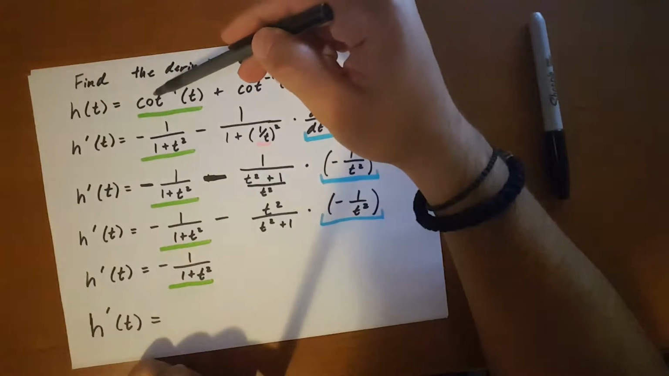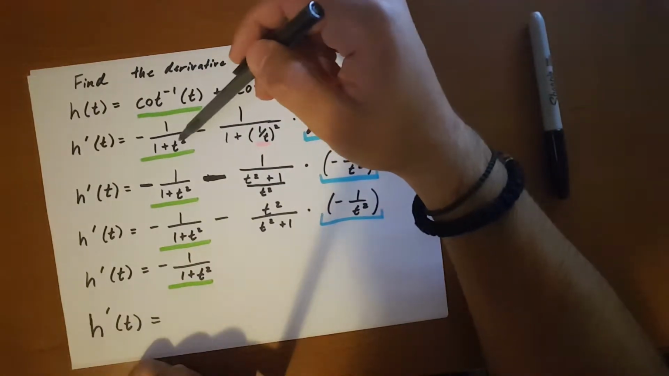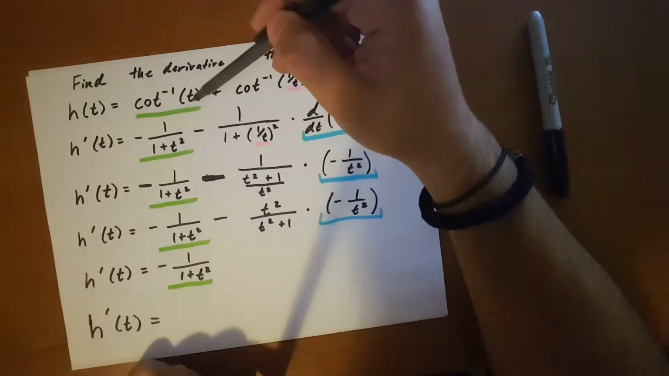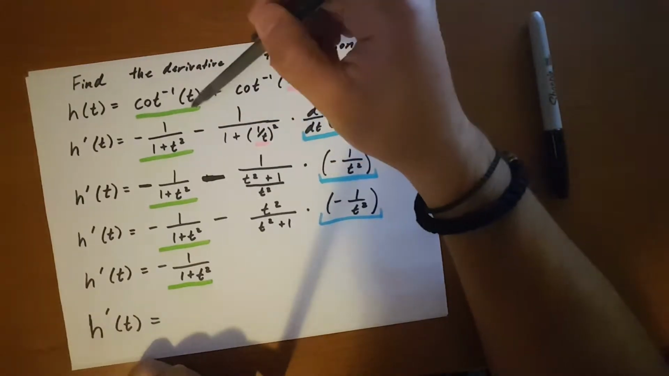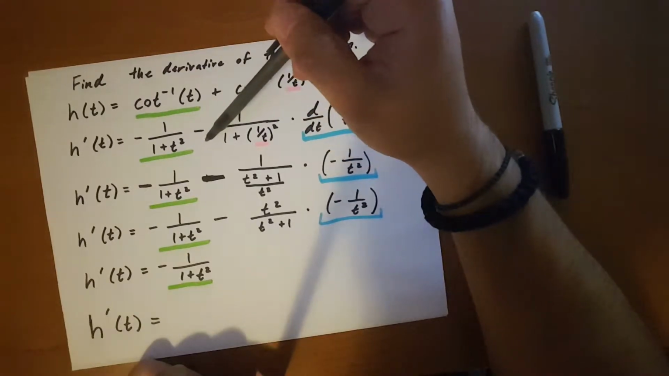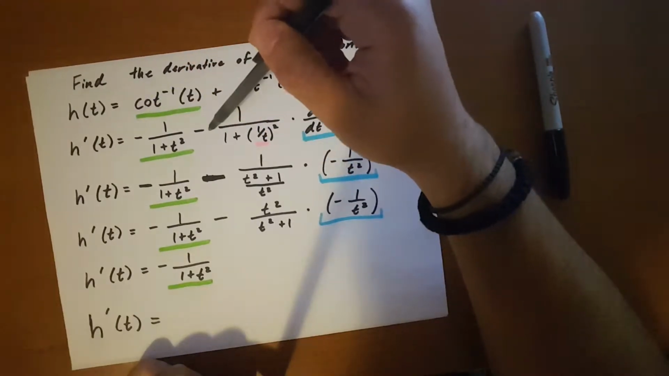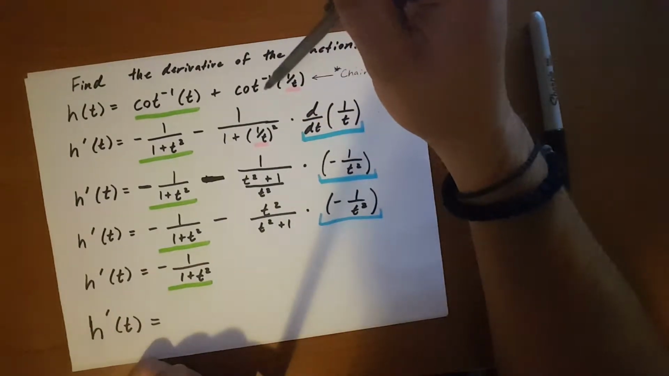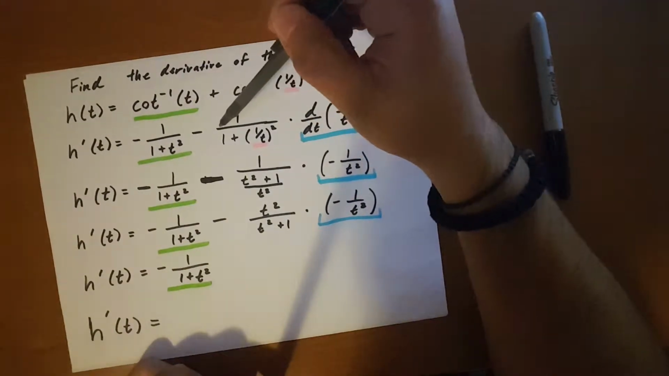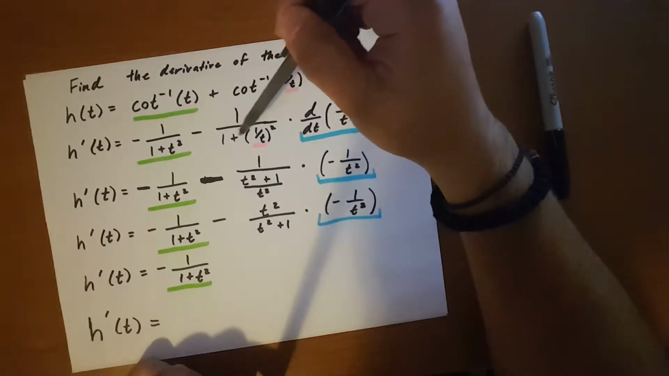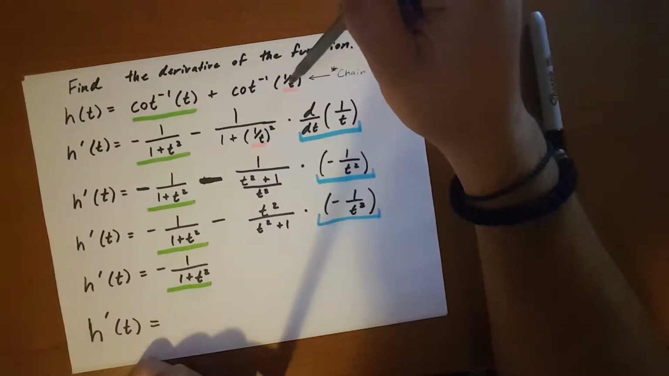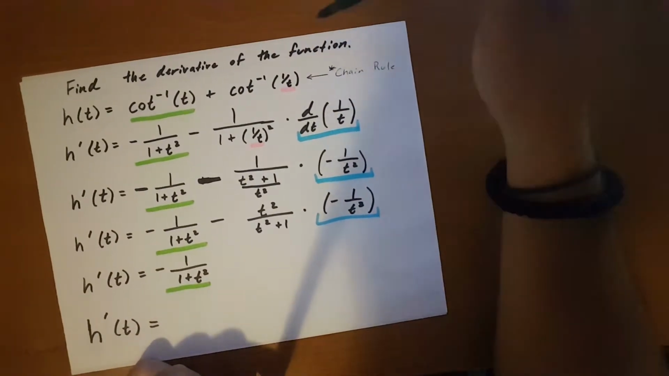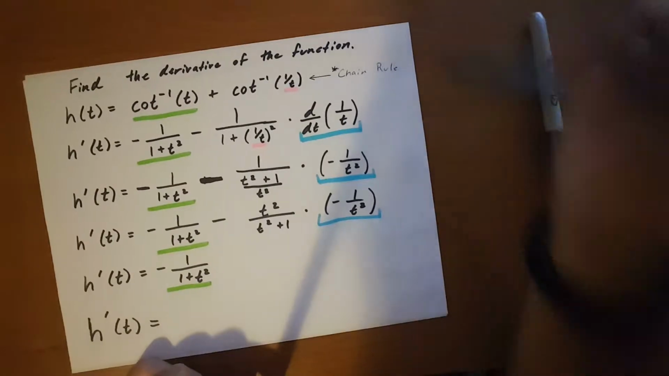So the derivative of inverse cotan is just negative 1 divided by 1 plus whatever's within the parentheses squared. So here we just have t, so we just square t. Then we subtract, we do the same because this is the same trig function, it's inverse cotan. Subtract 1 over 1 plus whatever's within the parentheses, which is 1 over t, and then we square that. And then we have to continue on doing the chain rule.